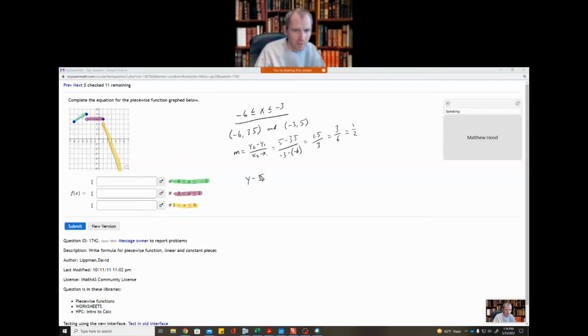So y minus 5 equals my slope times x minus -3. So y minus 5 is 1/2 x plus 3. Y minus 5 is 1/2 x plus 3/2. Fractions came back. And then when I add 5 to both sides, 5 is like 10/2 plus 3/2 is 13/2. So that gives me an equation for the green part.